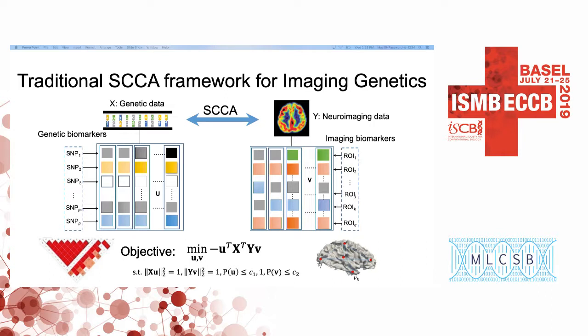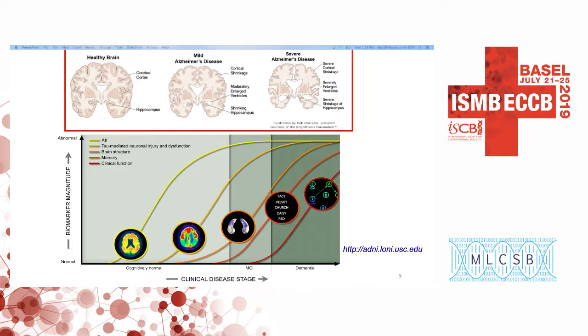One point must be pointed out is that sparse learning is usually used to make feature selection on both sides, to select the SNPs and ROIs relevant to AD at the same time. But this raises some problems, because we know that we get the disease gradually over time, not suddenly. This means the disease progresses over time.